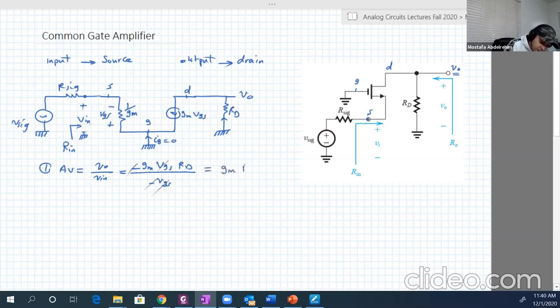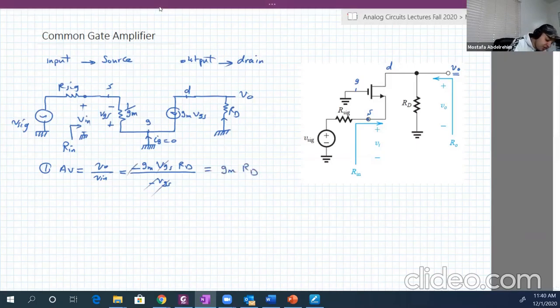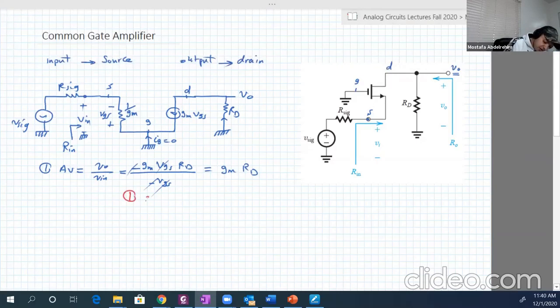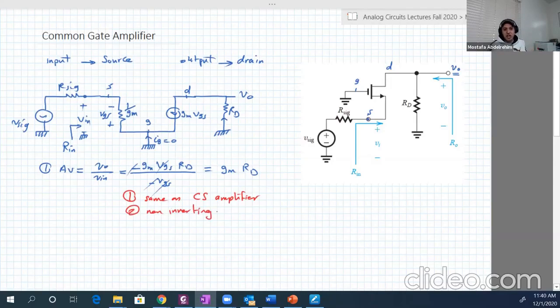So it's gm RD. So first observation here, number one, same as the common source amplifier gain in amplitude, but it's non-inverting, which is good. Also, most of the cases, we don't care about the inversion of the output signal. And non-inverting means there is no phase shift. Remember, with common source, the Av was minus gm RD, so the output is out of phase with the input. Good. And this is also good amplification.